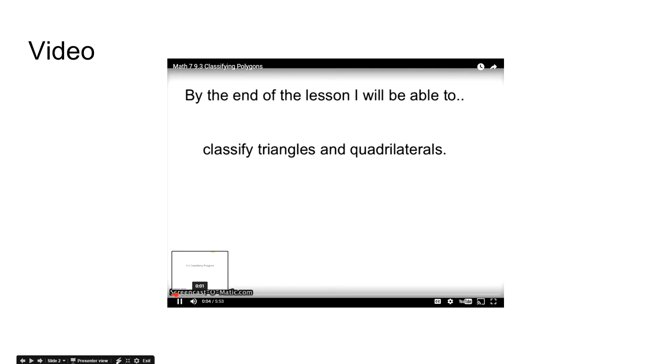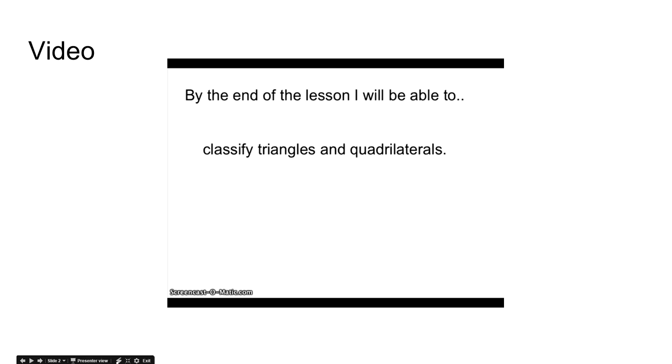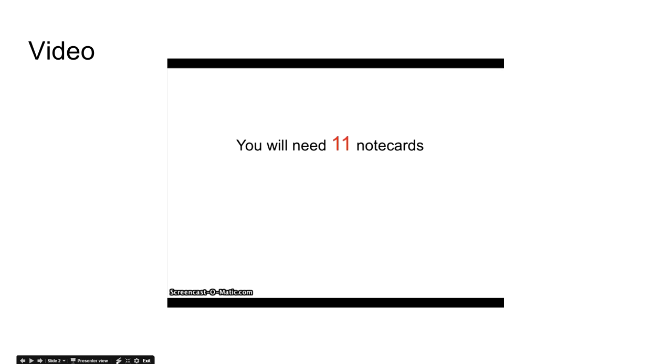I will be able to classify polygons. By the end of the lesson, I will be able to classify triangles and quadrilaterals. You're going to need 11 note cards.